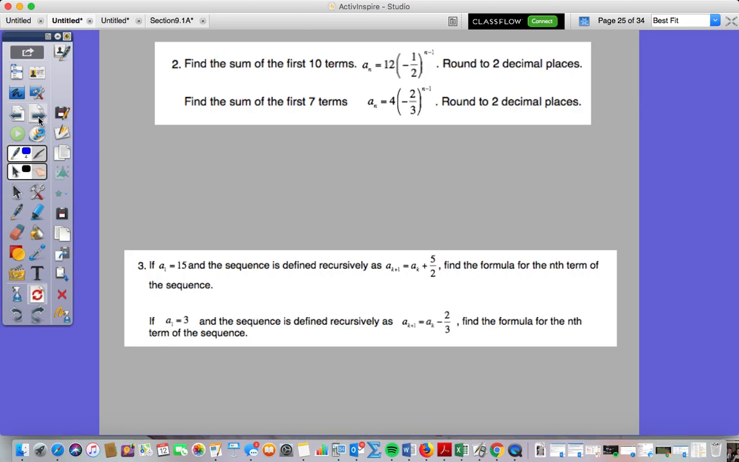Check parentheses. On number 2, is it geometric? It looks like multiplication. The 12, 1/2. Geometric, and yeah, same one.